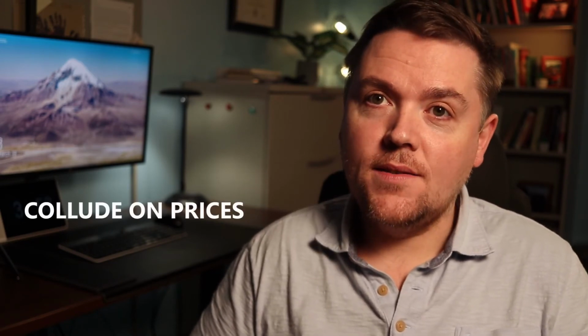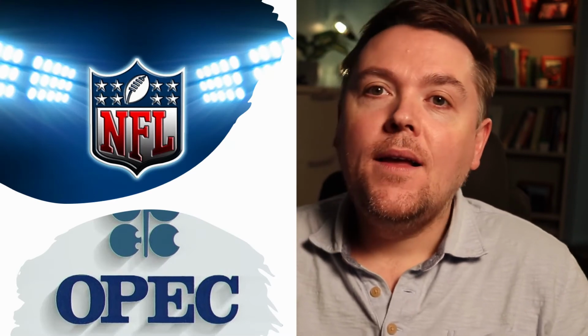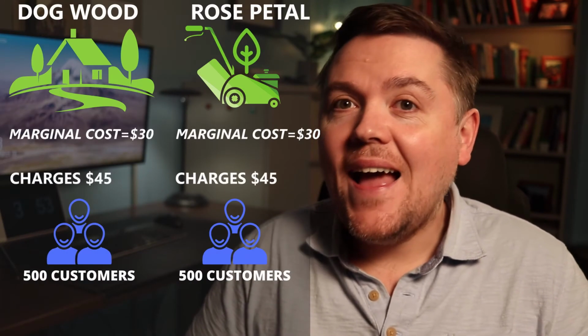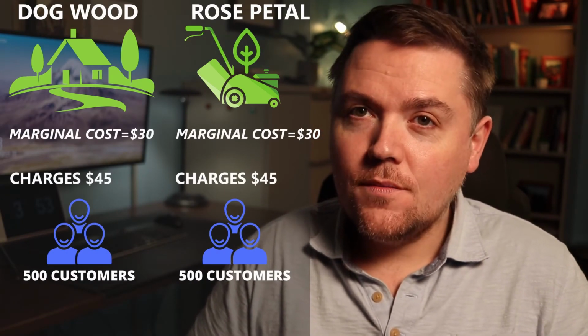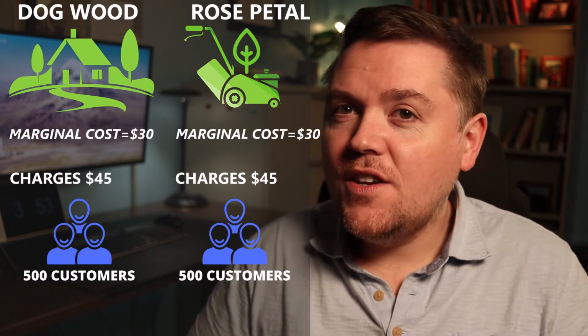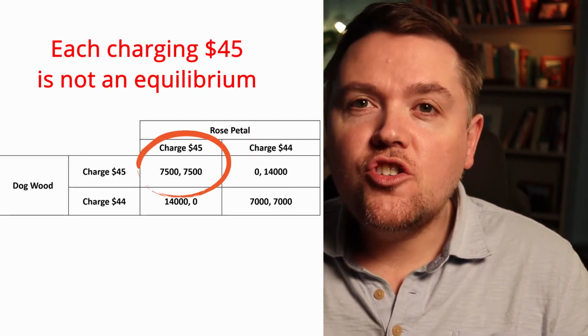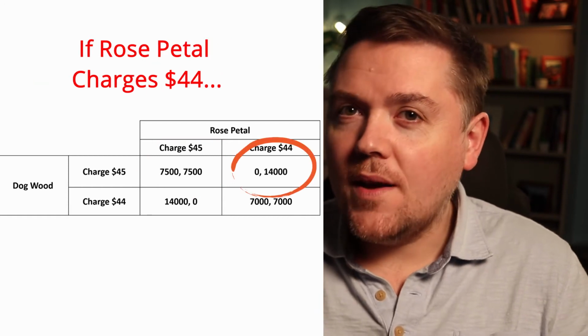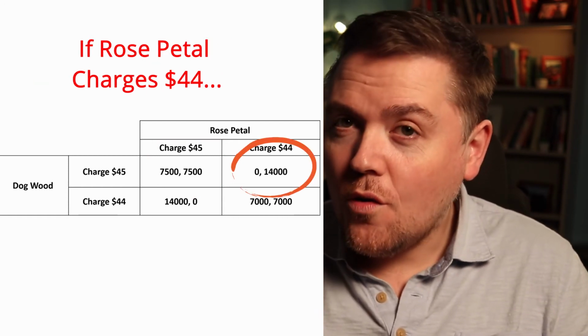The only way for the two lawn care companies to make any profit is to collude on prices. When a group of firms does this, they form what is called a cartel. As an example, Rose Petal and Dogwood could get together and agree to charge $45 and each get 500 customers. The problem is that even if they do form this kind of cartel, there's a strong incentive to back out of that deal and to charge just a lower price to get all the customers for your own company.